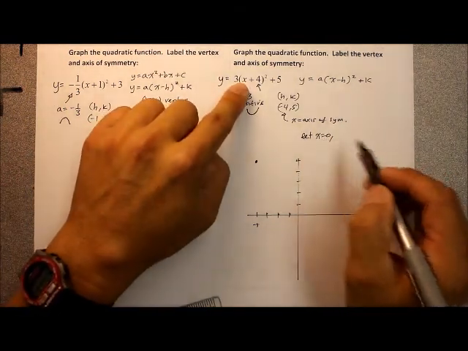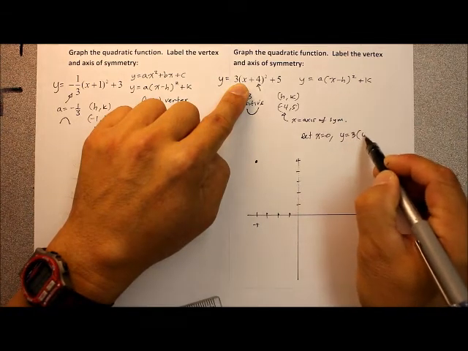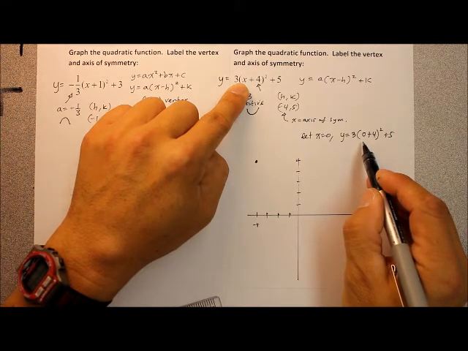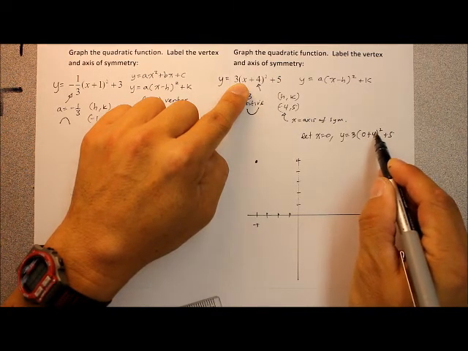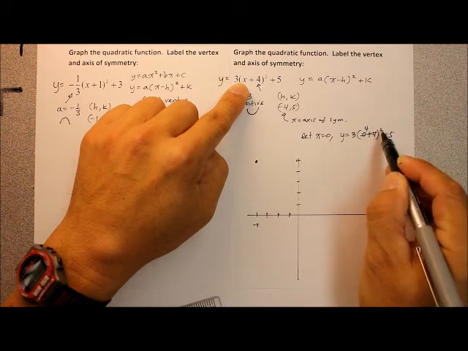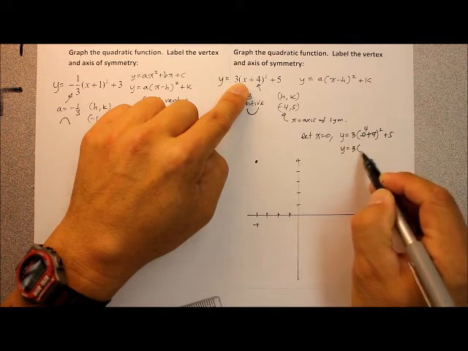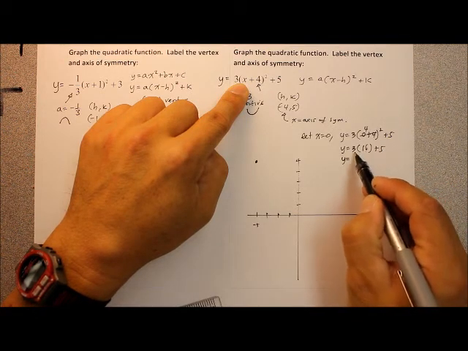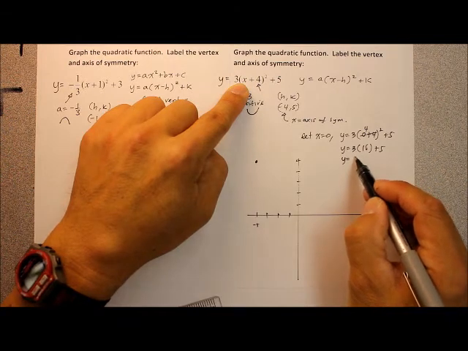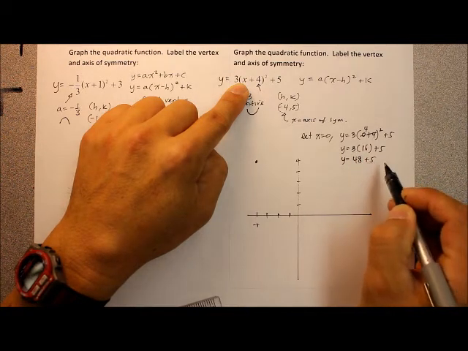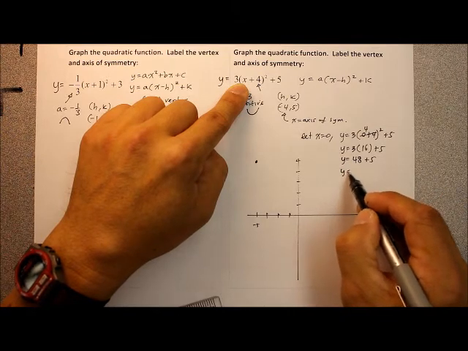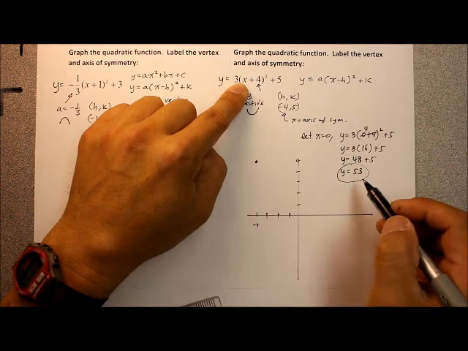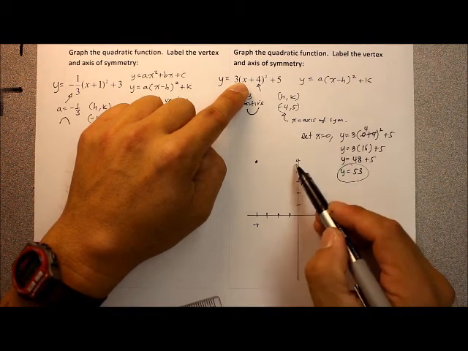So we're going to substitute the x with 0. We have 3 times the quantity of 0 plus 4 squared plus 5. We can evaluate following the order of operations. 0 plus 4 is 4. 4 squared is 16. Multiply by 3, we get 48, plus 5. Holy moly, y is going to become 53. So if x is 0, y is going to be 53.